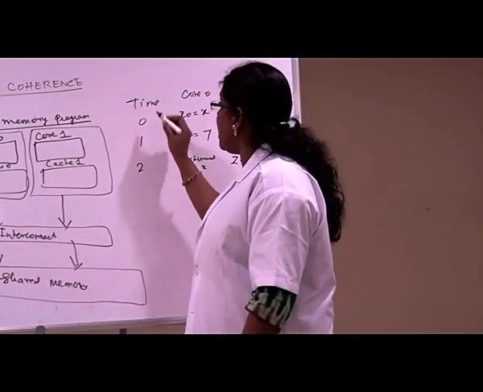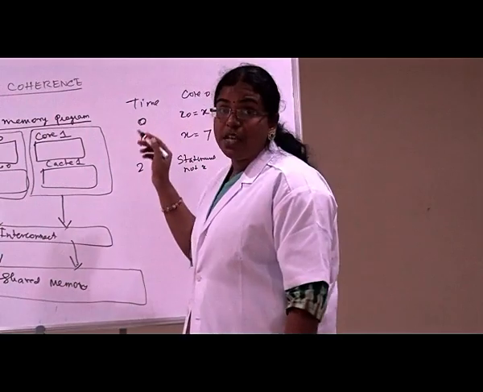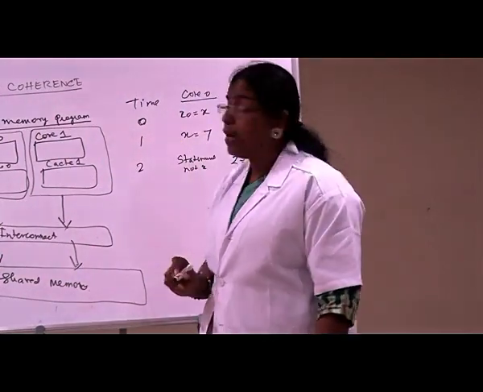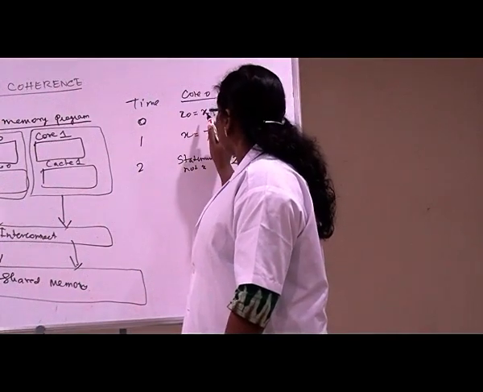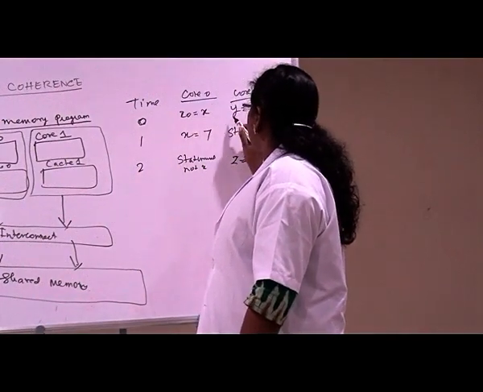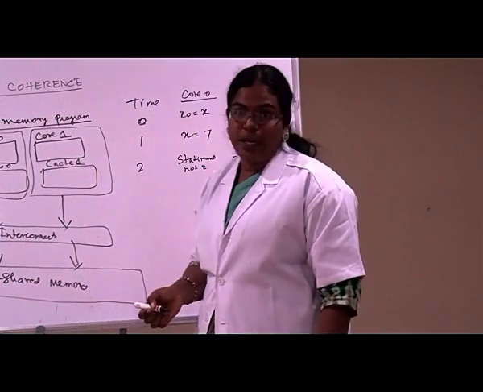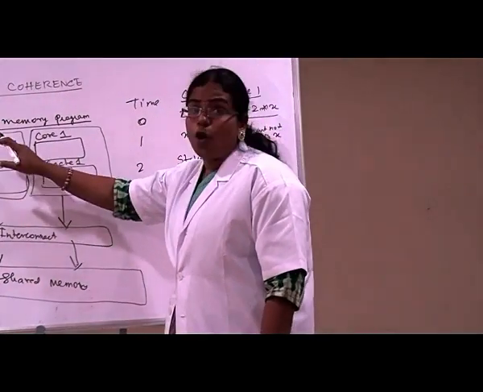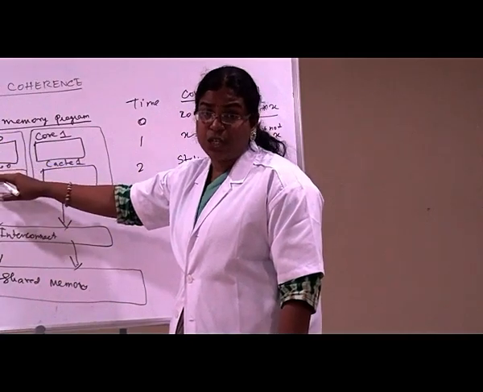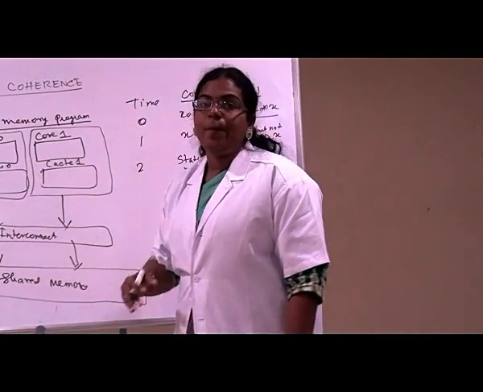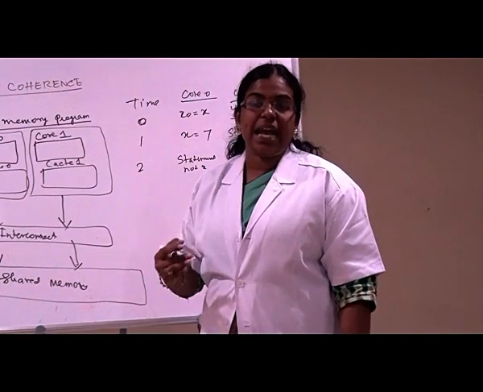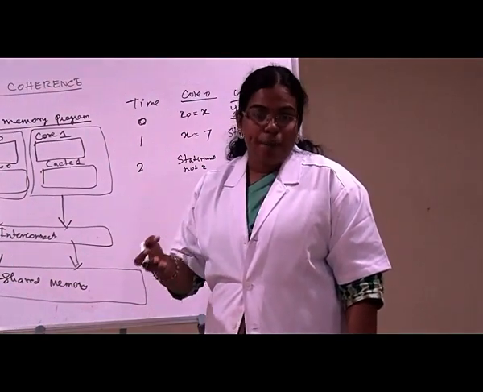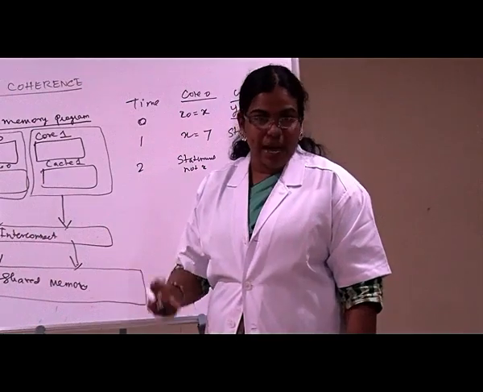Initially, I am taking time 0. At time 0, what happens? Core 0 will be executing the statement x0 = x, and core 1 will be executing the statement y = 2 * x. What I am going to say is, every core has its own private cache, but there will not be any problem until they write the shared data. When they try to write or update the shared data, the problem arises.